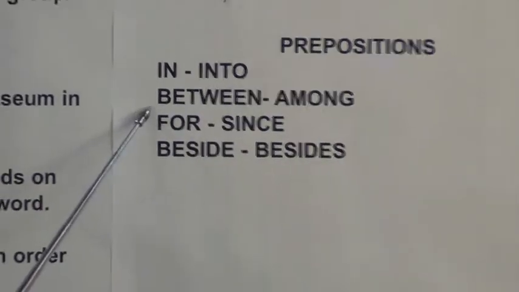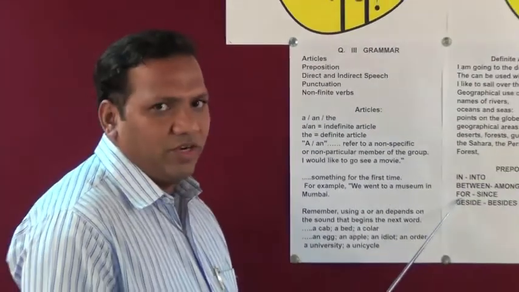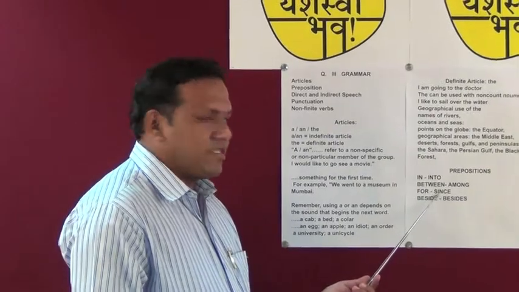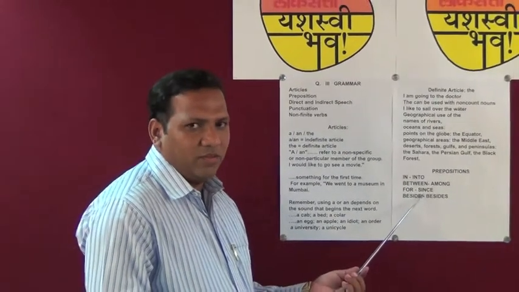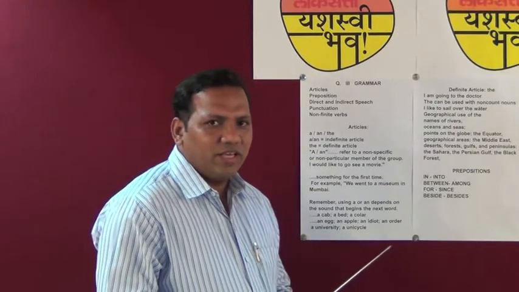Let us try to understand the difference between for and since. For and since, again very simple thing. For a particular point of time, and since particular time, again both are same. But the simple formula that I give to you, you know there are different types of tenses.